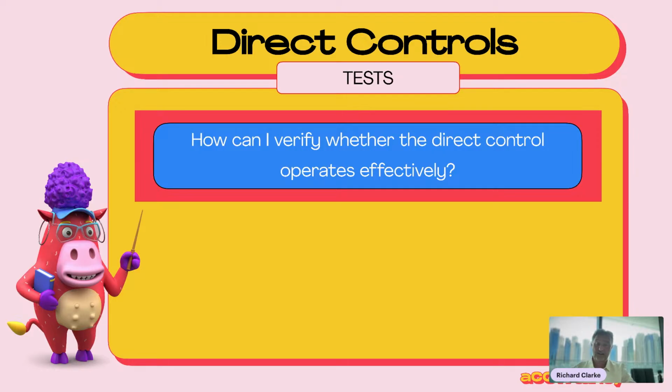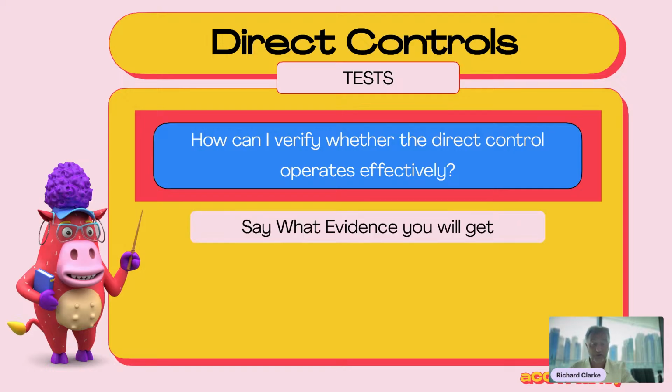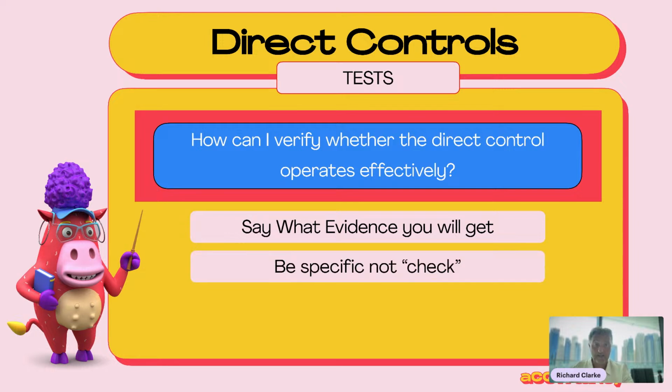So you've got to then say to yourself, how can I verify whether the direct control operates effectively? So how can I get evidence that the direct control is working? Again, you can't learn these, and you shouldn't want to learn them. It should be logical. So I'm going to give you a bit of help, though. Say what piece of evidence you will get. Say what document, what person, whatever you're looking at.